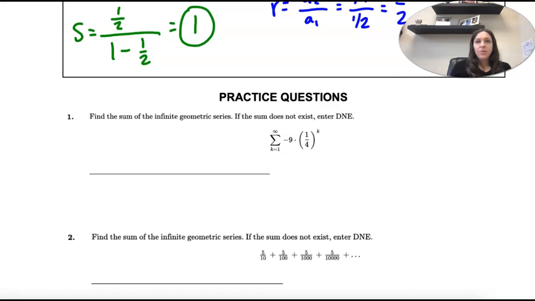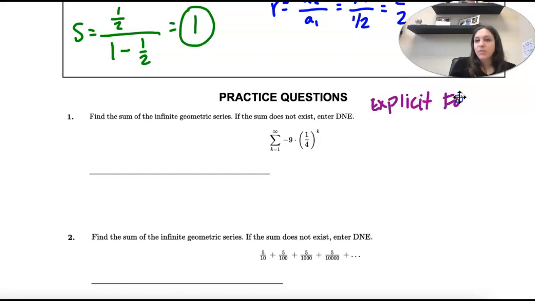Alright, number one, we want to find the sum of this series. If it does not exist, we'll put DNE. So we're going starting at 1 to infinity, because it goes forever. And then we have an equation here, but it's not like what we're used to seeing. So just let me explain it.